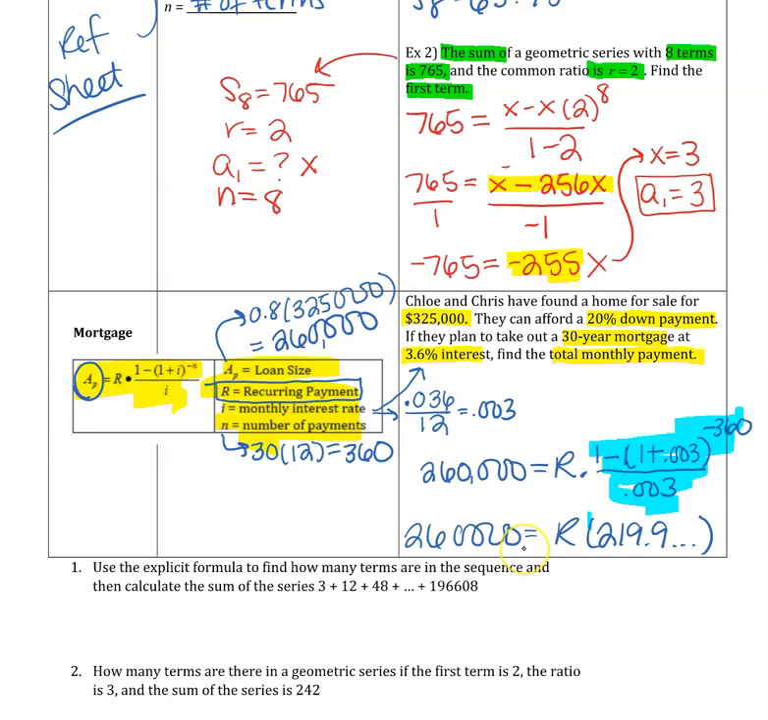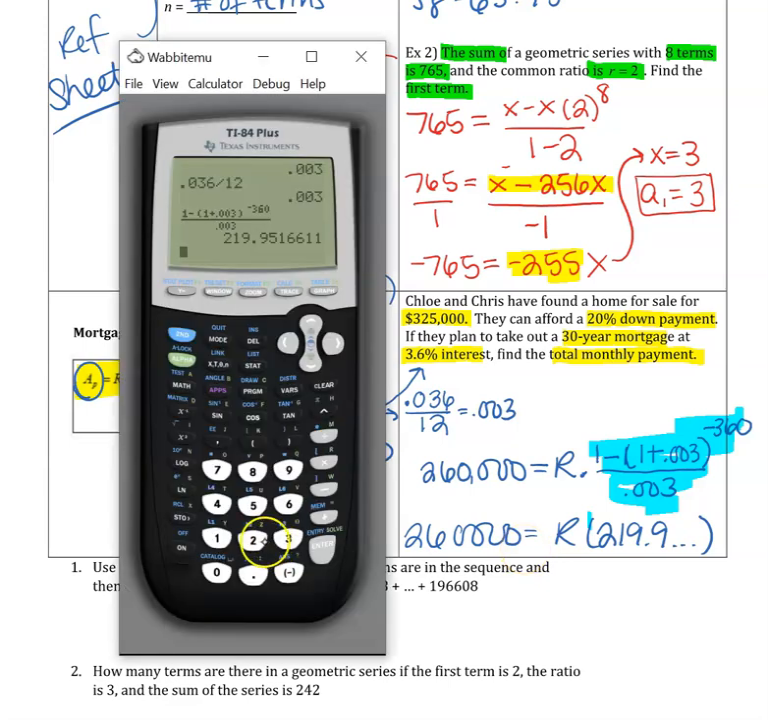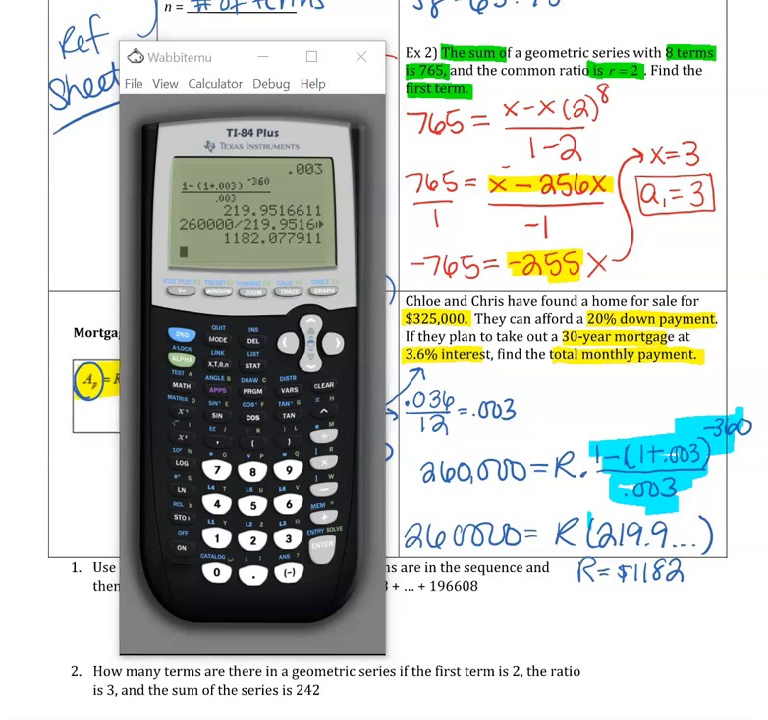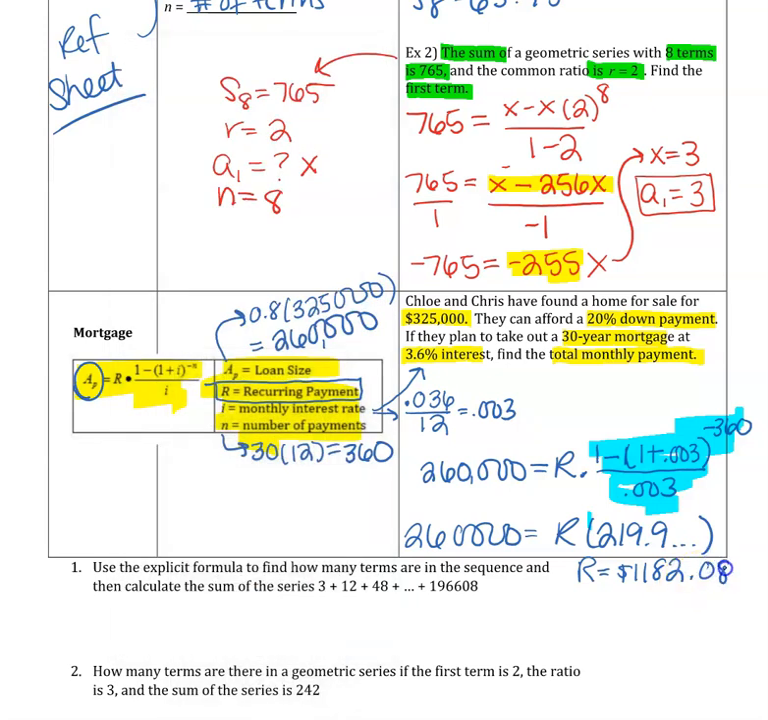Okay, now in order to solve for R, you're just going to have to divide. I'm going to go up and copy paste that answer, and I get 1182. I'll do nearest cent, so and 8 cents. Now on a Regents, they would probably give you some sort of rounding direction there, like nearest cent or maybe nearest dollar, so just make sure you look out for that.